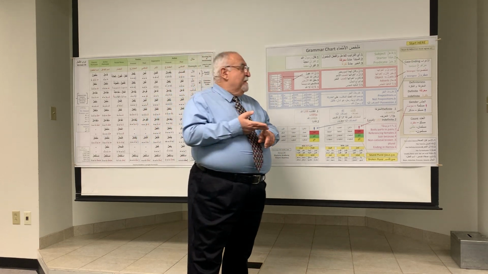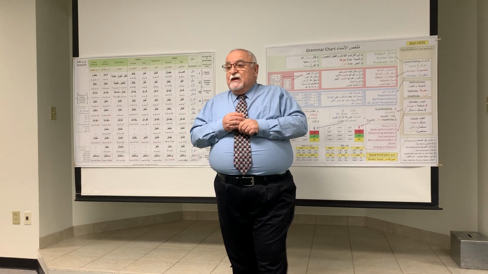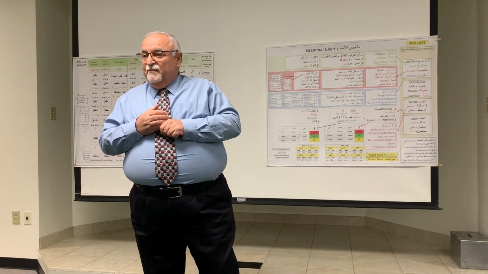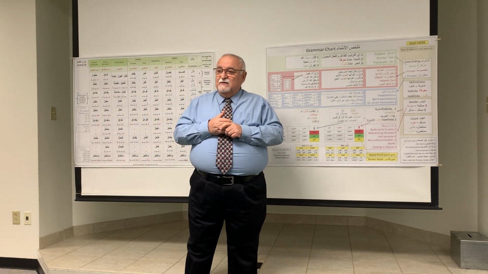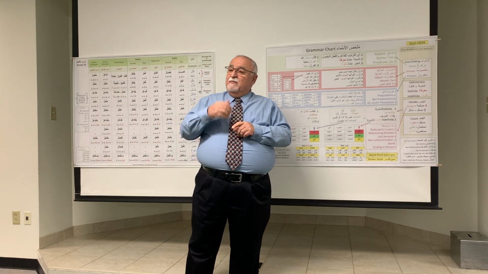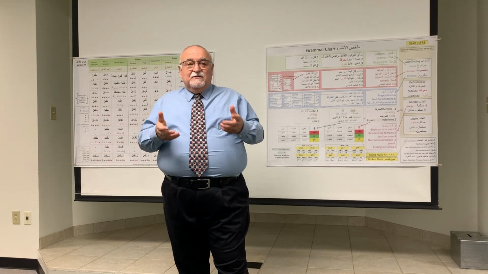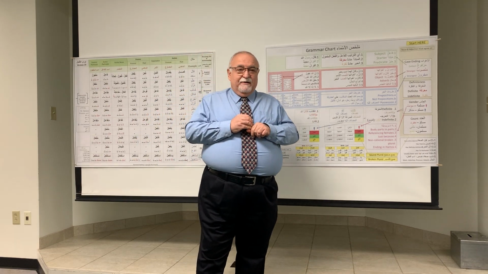It's an A. And then we have two particles that actually cause the nominal sentence, one part of it, to have an A. Okay? We have inna and her sisters, and we have kana and her sisters. They operate slightly differently, but they have the same effect. They cause one or the other in the nominal sentence to have an A. There are a few others. We'll worry about them later.